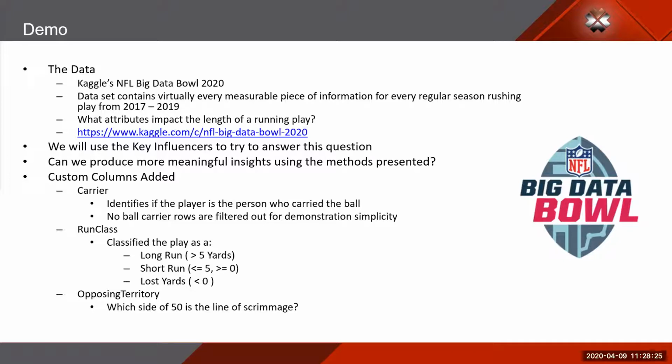But instead of building a machine learning model, we're going to use key influencers to see if we can identify some of the more meaningful attributes and columns in that data set. I couldn't help myself. I had to go through and add a few more columns, and those are listed here. I would advise you guys to really pay attention to the bottom two. Run class and opposing territory end up appearing a lot in the key influencers visual.